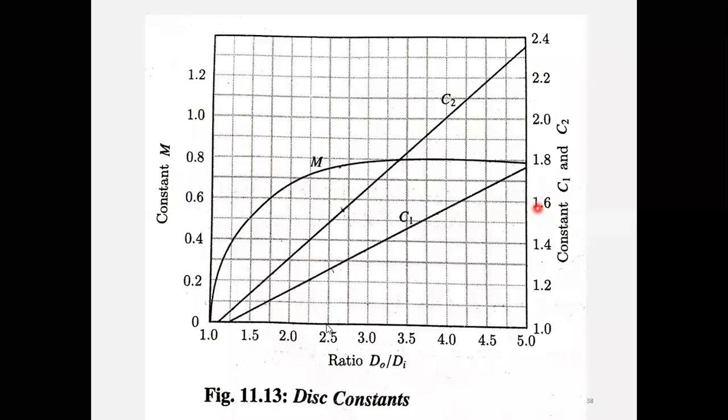Next, I need to measure the m value. Move vertically up. Here you can see that the m curve is coinciding at this particular point. Move to the left-hand side. You can see that it is in between 0.7 and 0.8, so you can take it as 0.75. That is the value of m.